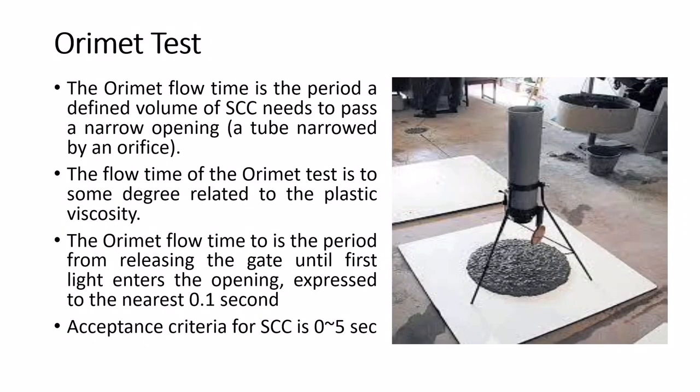RMIT test. The RMIT test determines the filling ability. The RMIT flow time is the period a defined volume of SCC needs to pass a narrow opening, a tube narrowed by an orifice. The flow time of the RMIT test is to some degree related to the plastic viscosity. The RMIT flow time is the period from releasing the gate until first light enters the opening, expressed to the nearest 0.1 second. Acceptance criteria for SCC is between 0 to 5 seconds.